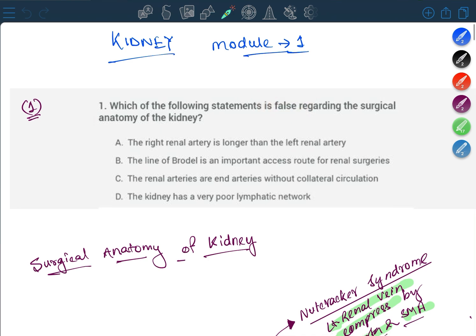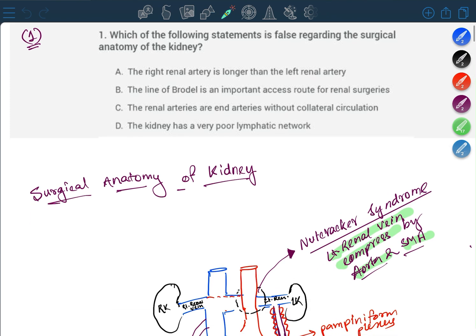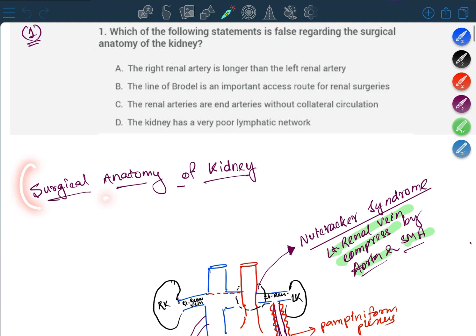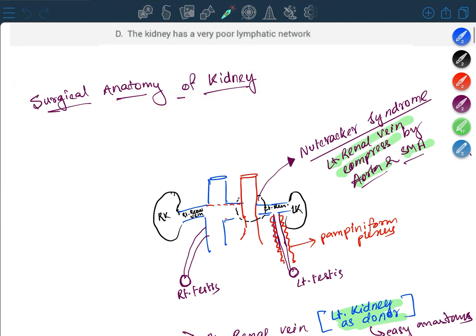So let's move forward. If you have answered it, then good. Wait for me to reveal it. Now see, the surgical anatomy of the kidney. Suppose this is the right kidney and this is the left kidney. This is the inferior vena cava and this is the aorta. See, the IVC is placed slightly towards the right side. So logically, the right renal vein will be smaller in size and the left renal vein will be larger in size. So the right renal vein is smaller than the left renal vein.